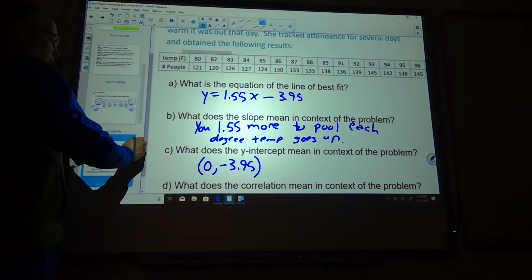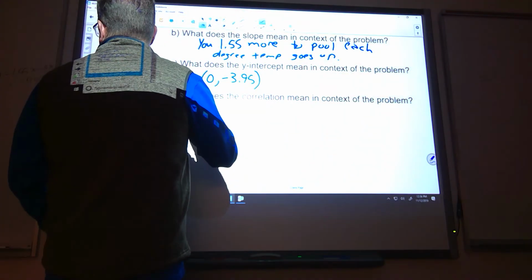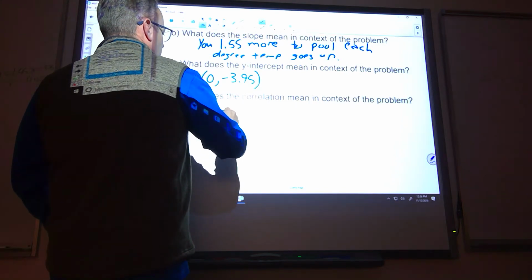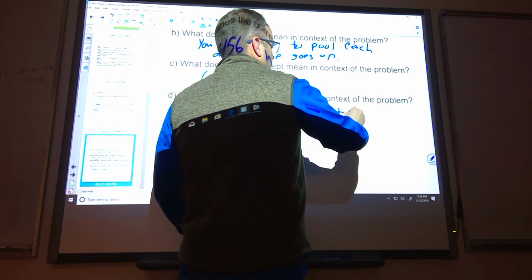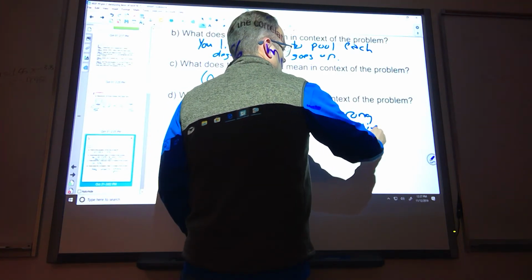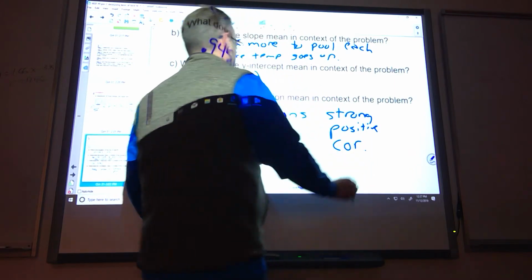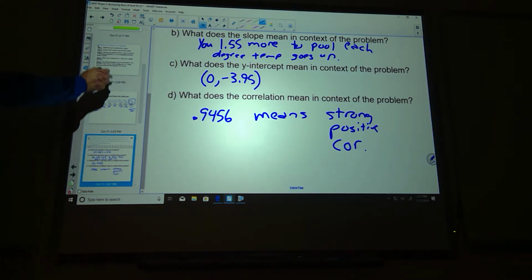And then what does the correlation mean in this problem? Well, we said it is 0.9456. This means we have a strong positive correlation. Strong positive. Okay, is my slope positive? Yeah, it's 1.55. My data fits about 95% accurate on my line of best fit. Okay.